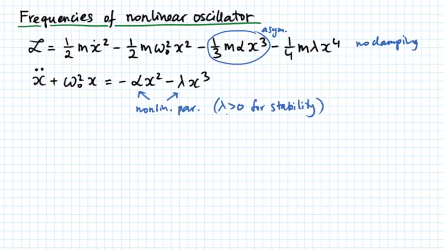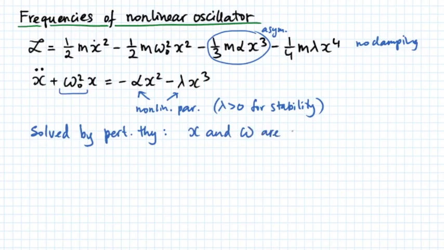This equation is non-trivial to solve, because now we no longer expect just sines and cosines as our solutions. Such equations are often solved in physics by perturbation theory. The basic idea is that we will write the dynamic variable x and frequency omega, which no longer is going to simply be omega naught, as a power series of amplitude. We will denote the amplitude of oscillations as A.